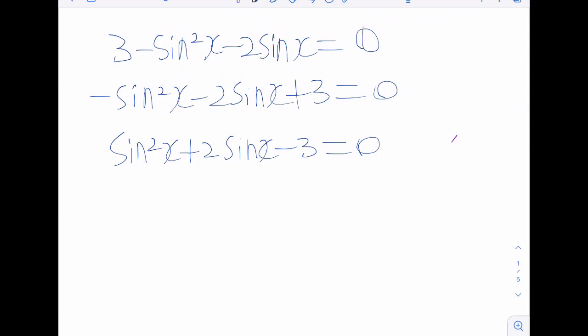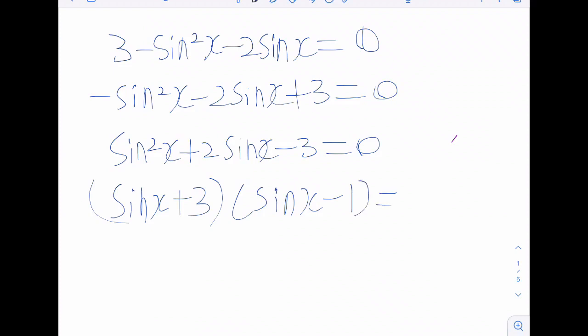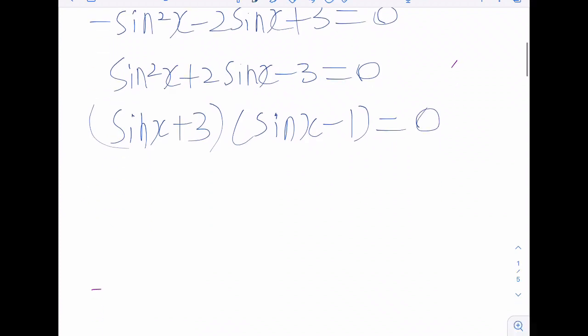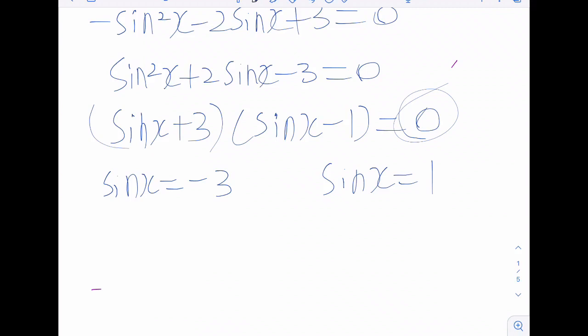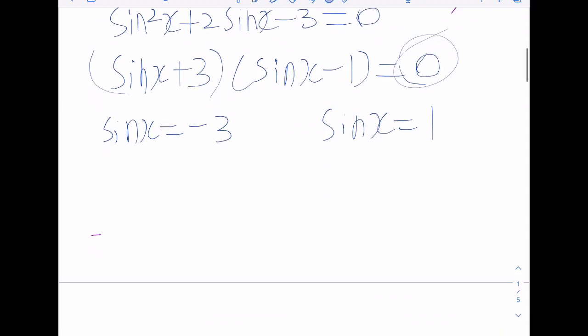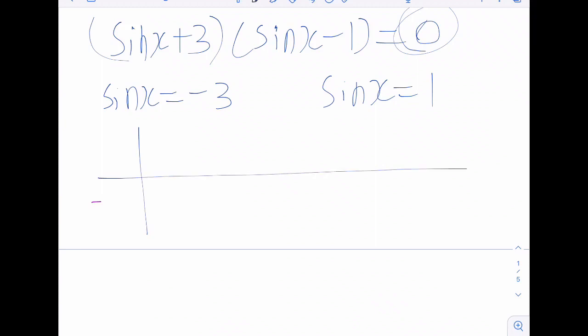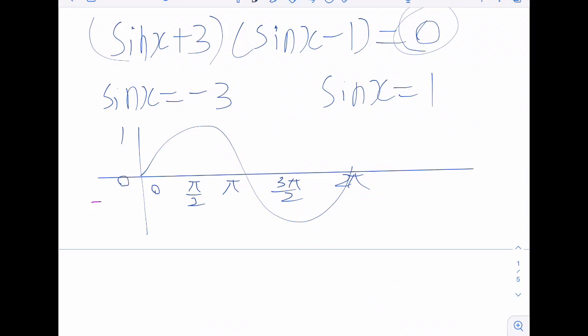Now we can factor this quadratic equation, which will become sine of x plus 3 multiplied by sine of x minus 1, and that's going to equal 0. So therefore our sine of x has to be negative 3, or sine of x has to be 1, in order to make this equation into 0. Now let's draw a sine graph to finish this off. The sine graph will look like that. This will be 0, pi over 2, pi, 3 pi over 2, 2 pi. This y value will be 1, this will be 0, and that will be negative 1.